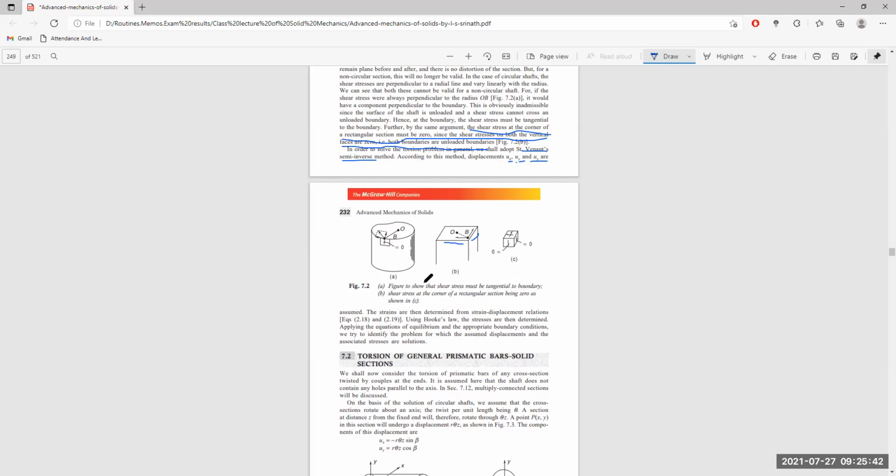According to this method, the displacements Ux, Uy, and Uz are assumed, the strains are then determined from the strain-displacement relation, and using Hooke's law the stresses follow. The strain relations are epsilon xx equal to dux by dx, epsilon yy equal to duy by dy, and epsilon zz equal to duz by dz. The same is the case with gamma xy, gamma yz, and gamma zx.